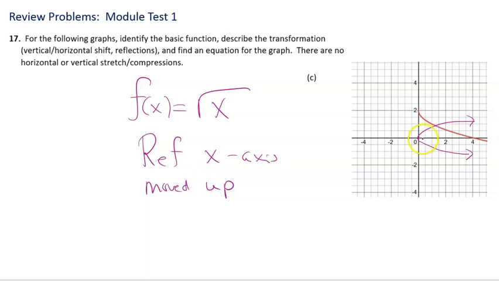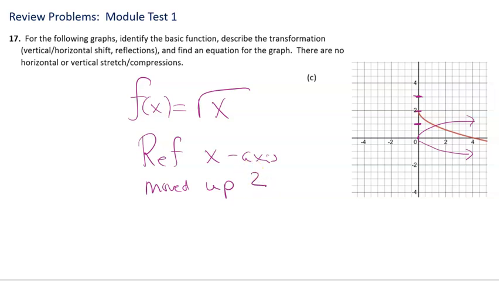How many units? Well, how about 1, 2, 3? Oh, no, that's a 2 up there. Let me pay attention. Notice that's a 2. So there's your 1 right there. There's 2, there's 3, and then, of course, you see 4. So pay attention to your scale, but we've only moved it up 2.